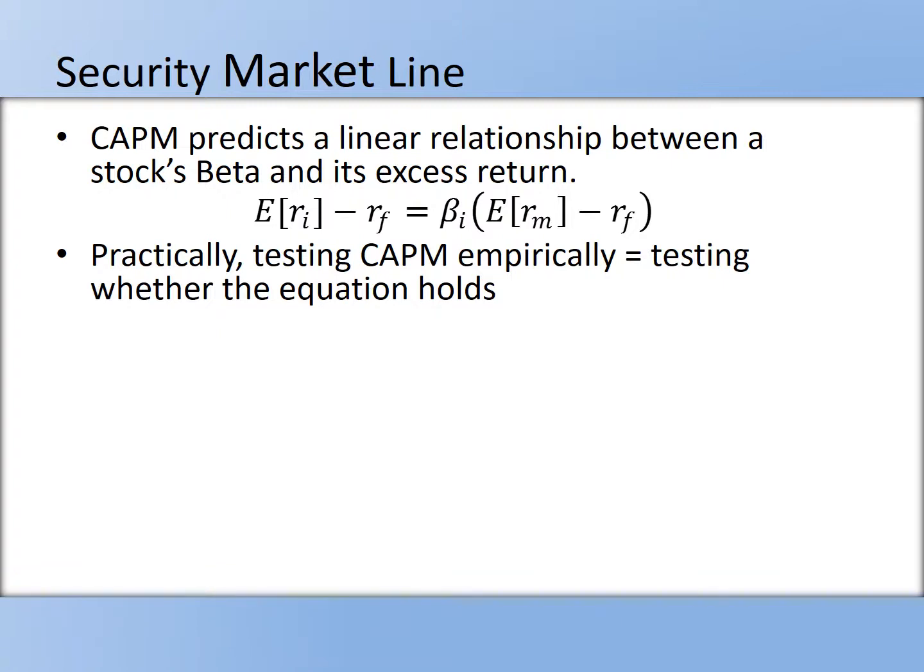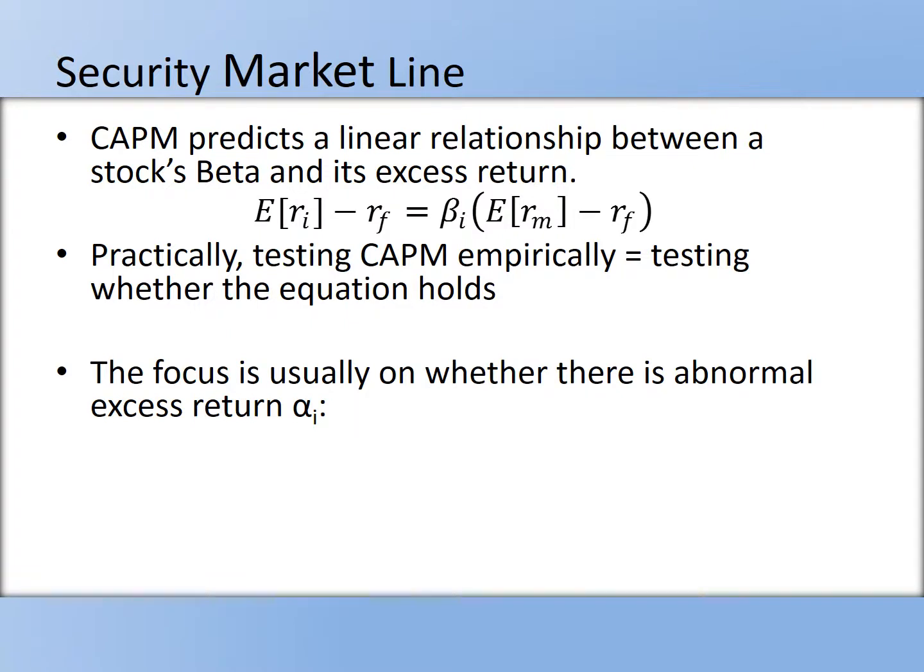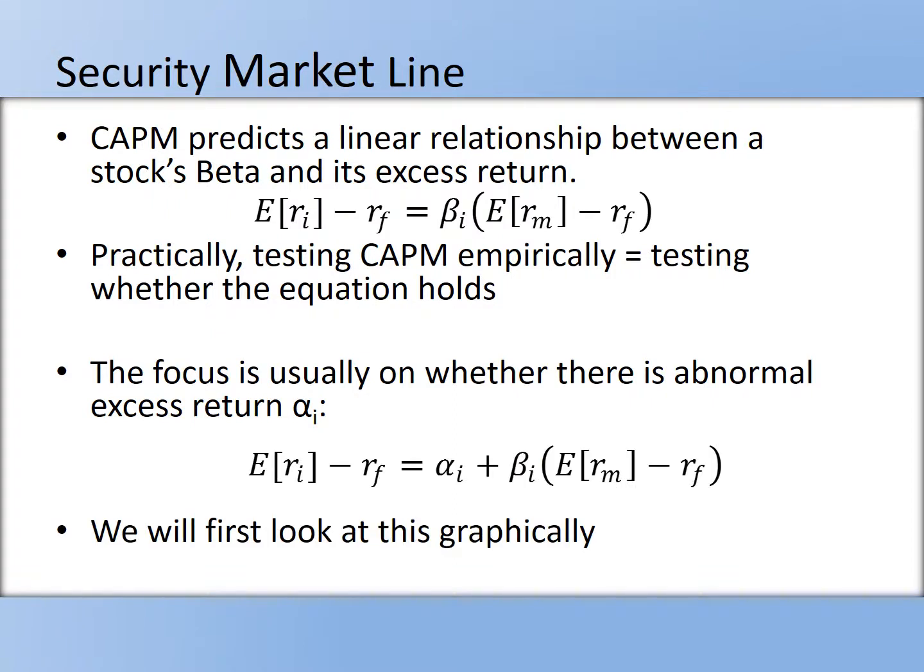Now, practically testing CAPM means testing whether this equation holds. So the focus is usually on whether there is an excess return that is abnormal, alpha. So you get a very nice linear equation that you can test. The excess return of a particular stock equals an alpha term plus beta times the market excess return. CAPM says alpha should be 0. And what we're going to test is whether that's actually so.